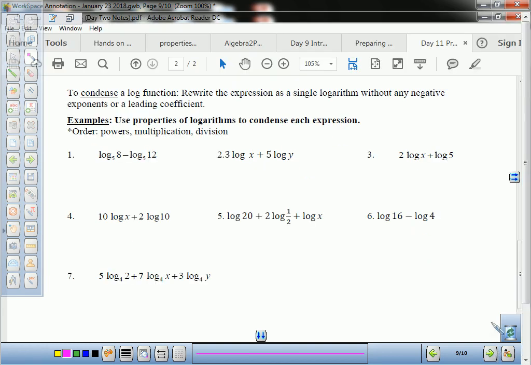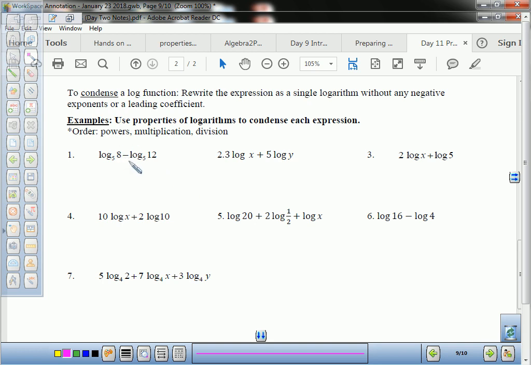Okay, so now that we've done expanding, condensing is a little easier. So condensing, what does that make you think? Smaller. So we go from bigger to smaller. And generally we say when we condense, we're going to write it as a single log. What that means is you will only see log one time in our answer. That's the most you'll see it, once. So this is just going the other way.